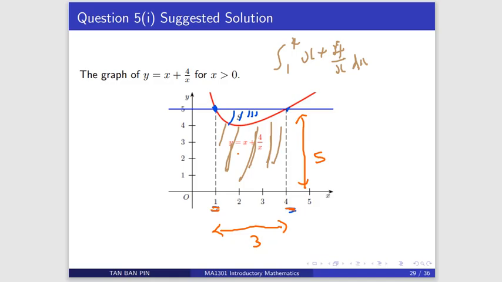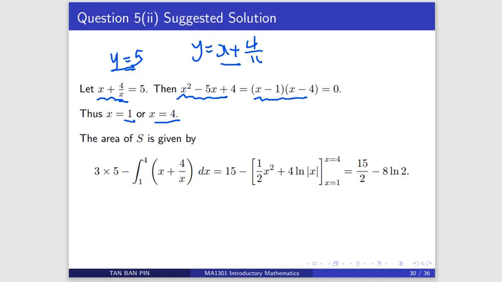So that's why it's 3 times 5, the area of the rectangle, minus the integral from 1 to 4 of x plus 4 over x dx. Integrating x gives half x squared. Integrating 4 over x gives 4 log magnitude x. Then you substitute 4 and 1 for x. You get 15 over 2 minus 8 log 2.